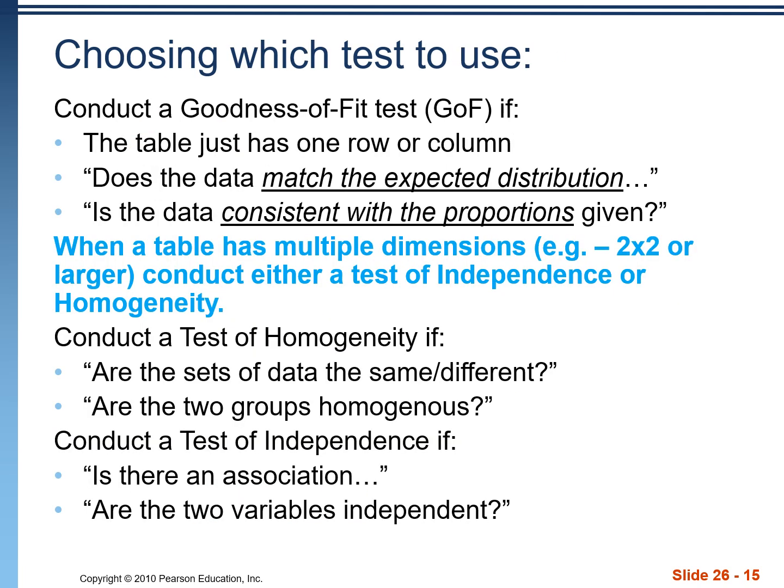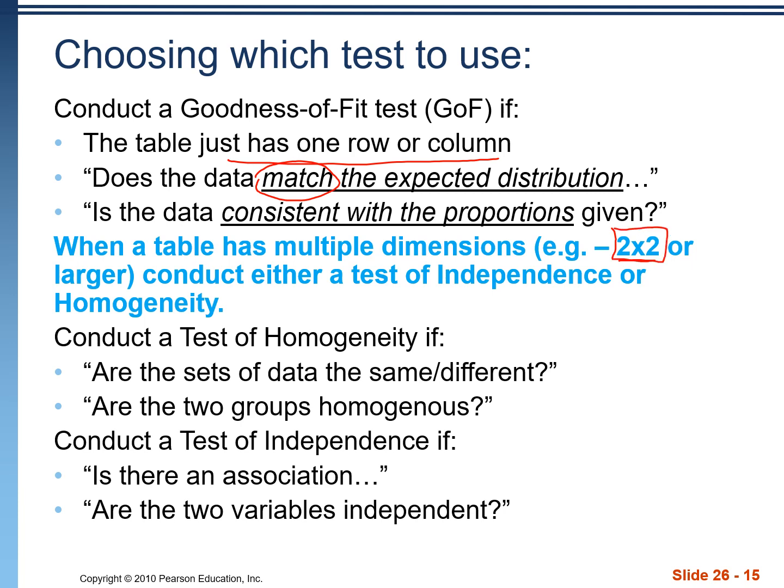When choosing which test to use, there's a few things that'll give you hints. So for a goodness of fit test, we look for a table that just has 1 row or column. That's a pretty big giveaway. If it says something like, does the data match the expected distribution? Goodness of fit is testing to see if they match. Or is the data consistent with the proportions given? That's another thing. We're seeing if it matches the expected proportions. When a table has multiple dimensions, like 2 by 2 or larger, we're going to either do a test of independence or homogeneity. We can't do goodness of fit once we have a table that has both rows and columns.